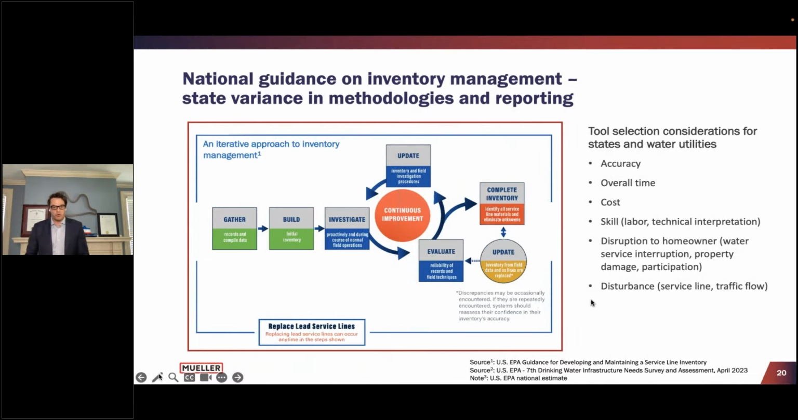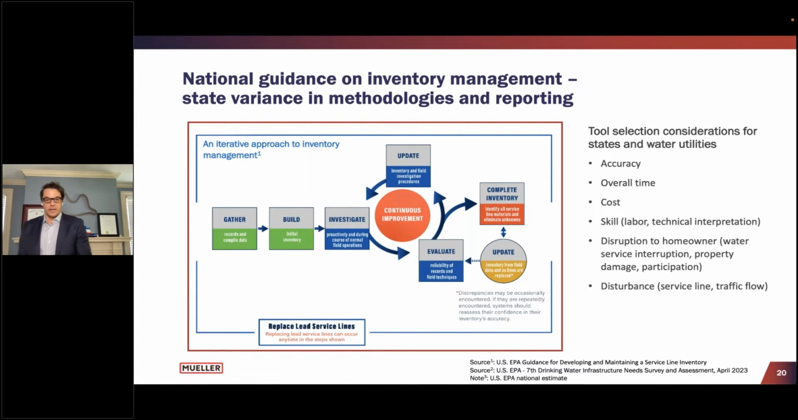Now, the program overall has been recommended at the national level. The Mueller lead service line solution that we're offering up here is really purpose-built for utilities that are developing their inventory. Most, if not all, utilities are following this national guideline that specifies this process to build the inventory and then to improve on it.